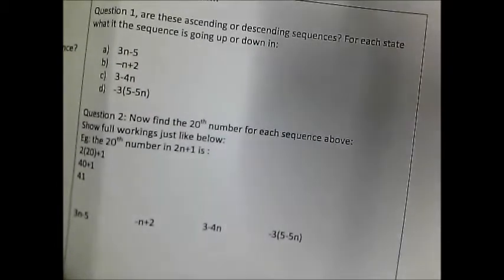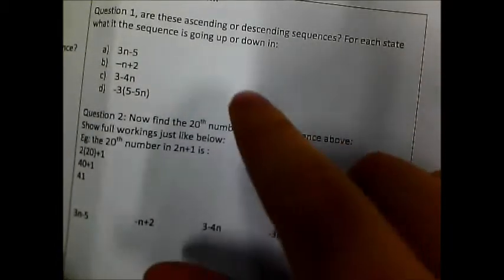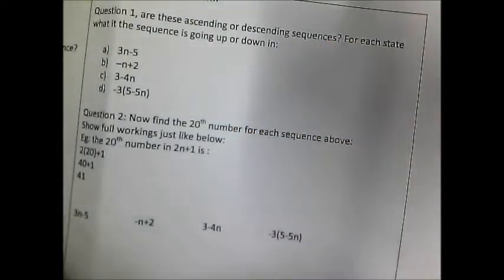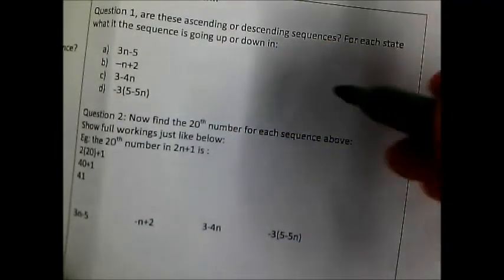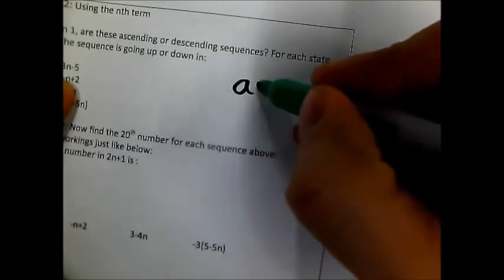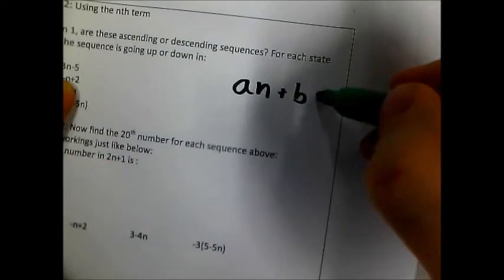Okay, this question. I'm being asked whether it's an ascending sequence, and for each one state whether it's going up or down. So, here, just a reminder, all my nth term reads something like this: an plus b equals something. Okay, now look back at these ones.